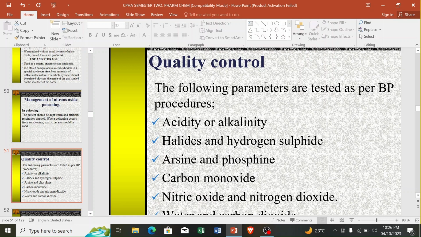So this quality control we are carrying out on our nitrous oxide, because we want to see, from the different methods we use for preparing, is it of quality? And if it is of quality, does it have any impurities? So these are some of the things we are going to look out for, or these are some of the impurities that we expect to be together with our nitrous oxide.